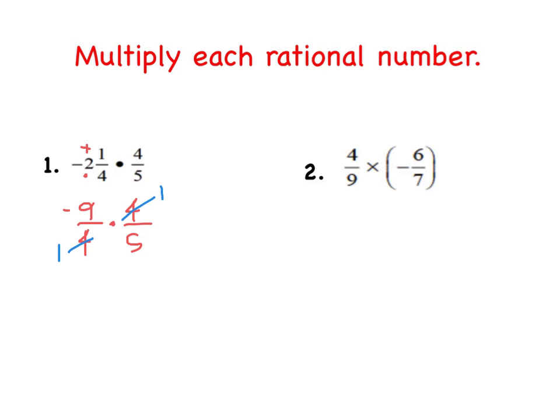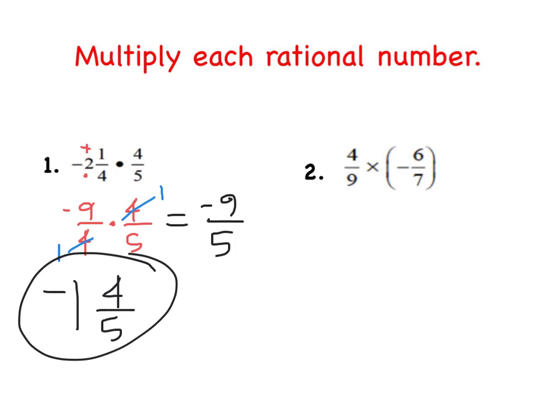-9 times 1 gives me -9. 1 times 5 gives me 5, so I have -9/5. Now this is simplified, but I do need to make it a mixed number. So I'm going to take the improper fraction and make it a mixed number. So 9 divided by 5 goes 1 time with a remainder of 4/5, and this is negative because negative times positive is a negative. So -1 and 4/5 is my answer on this one.